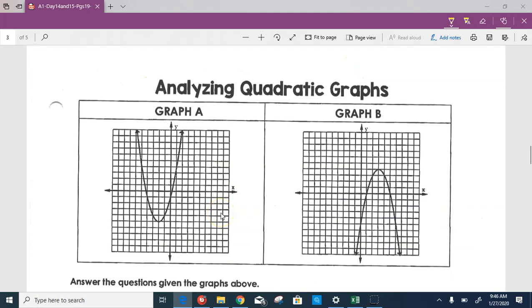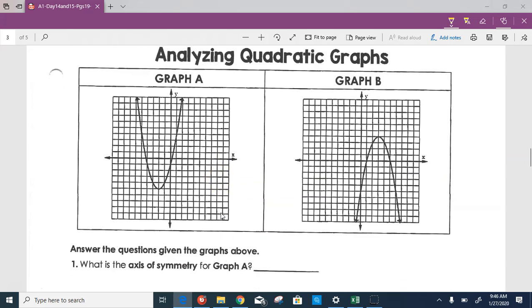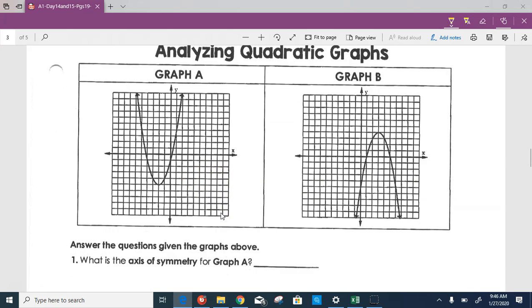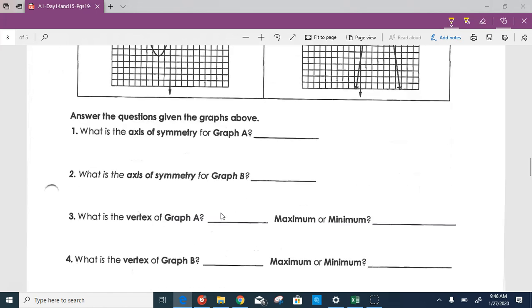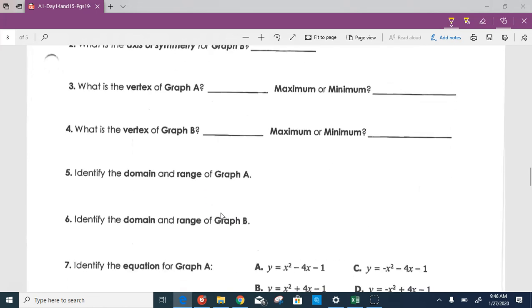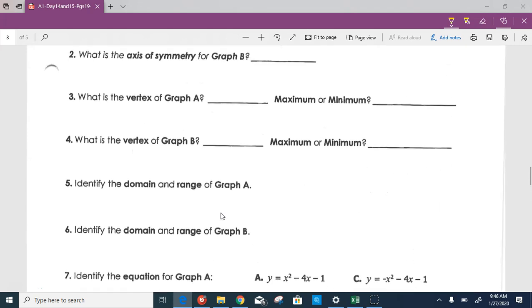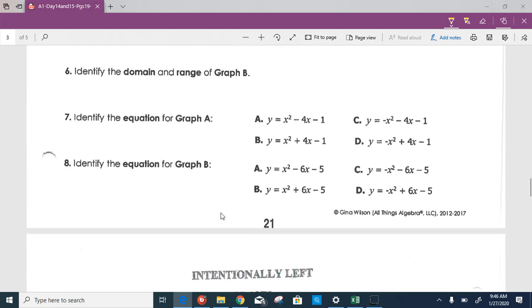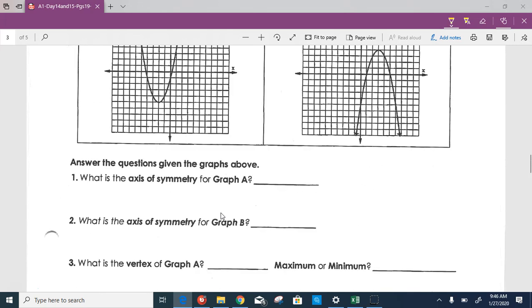So now we have some more analyzing graphs. Here we're given two graphs, A and B. And they want us to fill out the following parts. So let's go ahead and do this together. I will, however, leave parts 7 and 8 for you to do with your calculator.